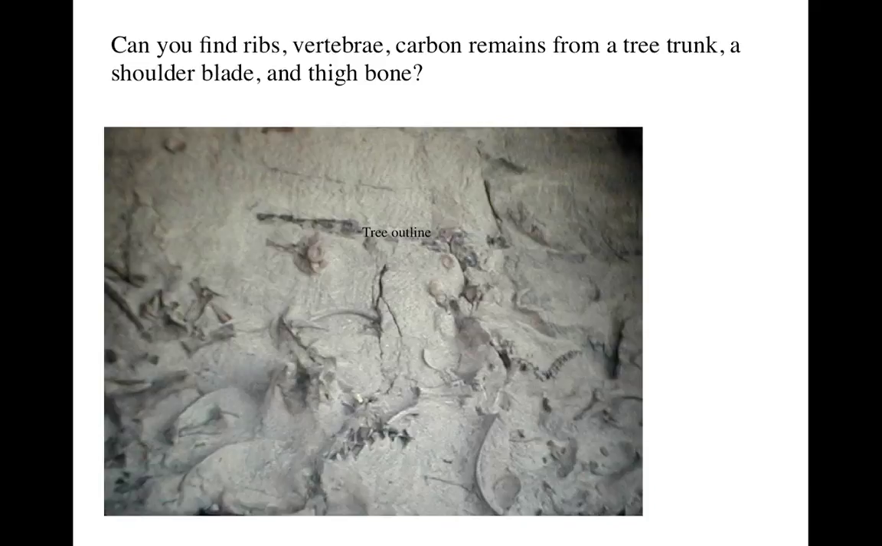Okay, there's the tree outline. There's the rib bone. There's some vertebrae, or part of the backbone. Over there's a thigh bone. Right there's a shoulder blade.